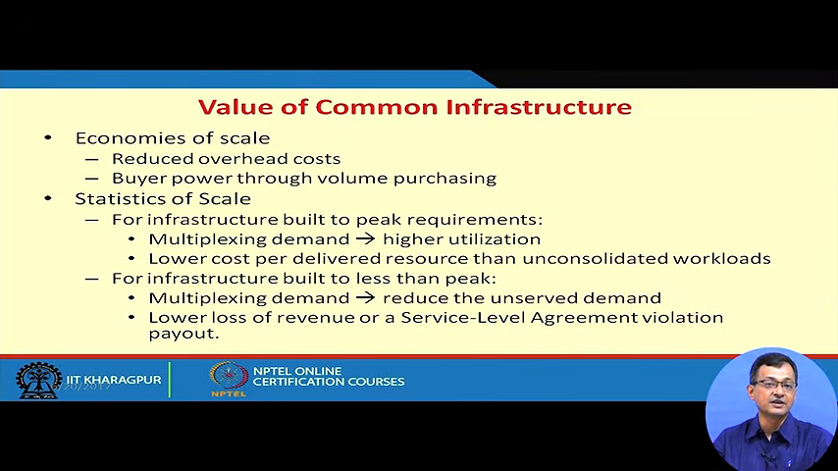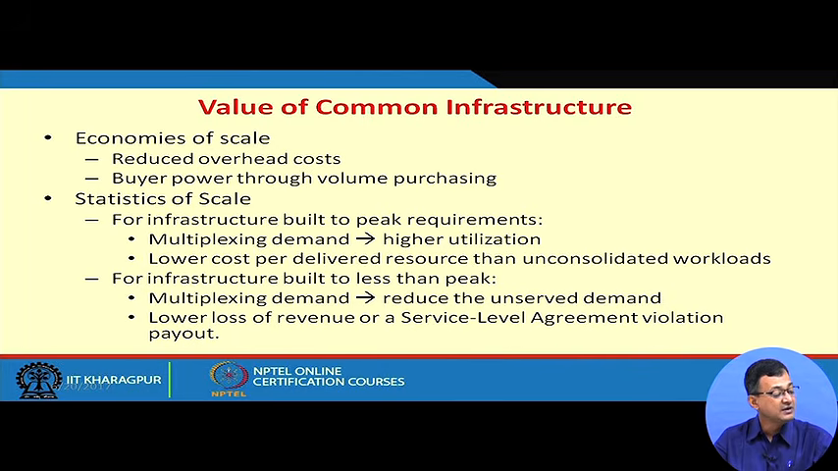There are statistics of scale on the other end, for infrastructure built on peak requirement. I build infrastructure thinking that all my students will always be there in the class, or all will register for the course. So, multiplexing demand may help me achieve higher utilization. When I have huge demand, multiplexing different demands may help me get higher utilization and lower cost per delivered resource than an unconsolidated workload. If it is consolidated, the cost will be lower.